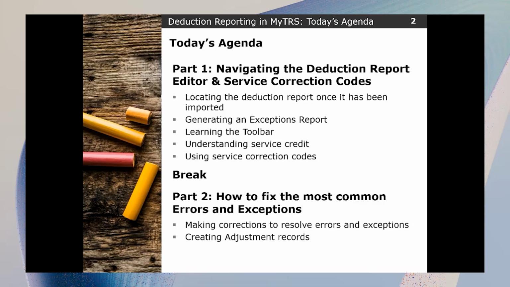We'll take a 15-minute break. And then when we come back from the break, we will actually go from start to finish through a monthly deduction report. So we'll go through and fix all of the errors and exceptions, do adjustment records, handle missing people, and we'll get it from importing up to pending. So that will be the second portion of the program.